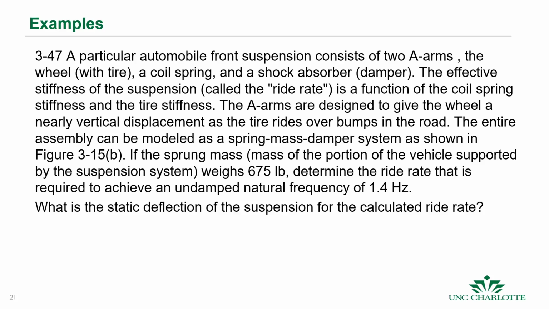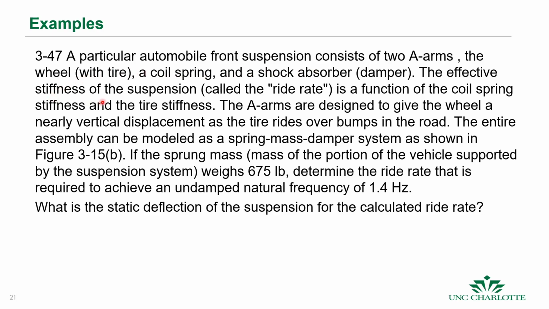All right. So this is an example from your book. This is example 3-47. And in this example, it says we have an automobile front suspension, and it consists of two A-arms, the wheel with the tire, a coil spring, and a shock absorber, which is our damper.